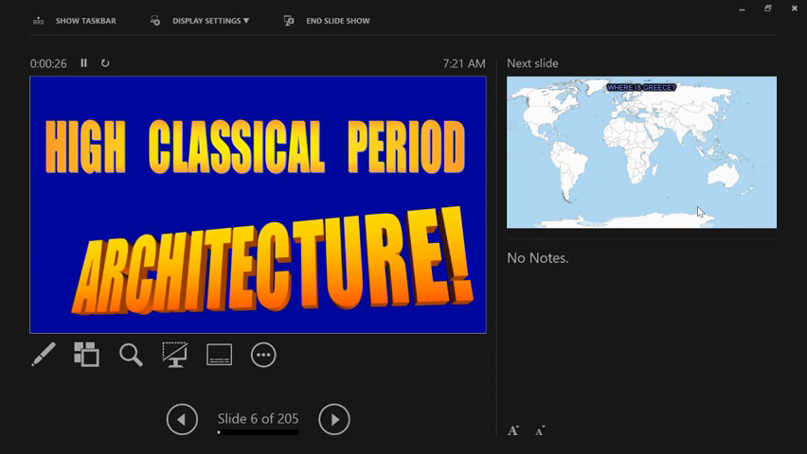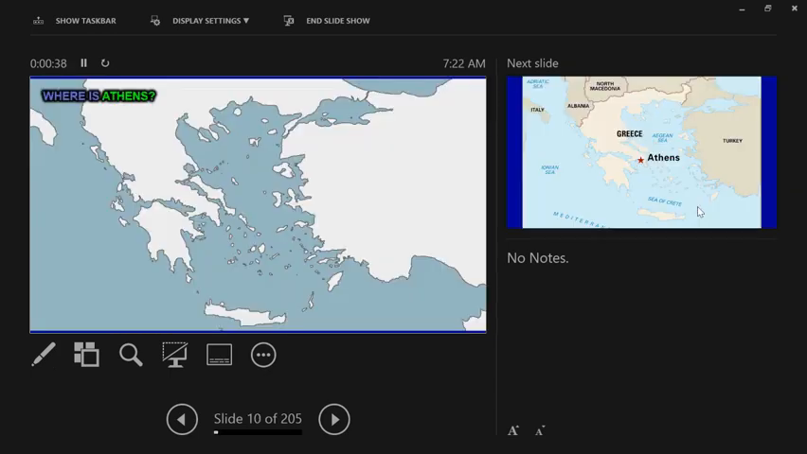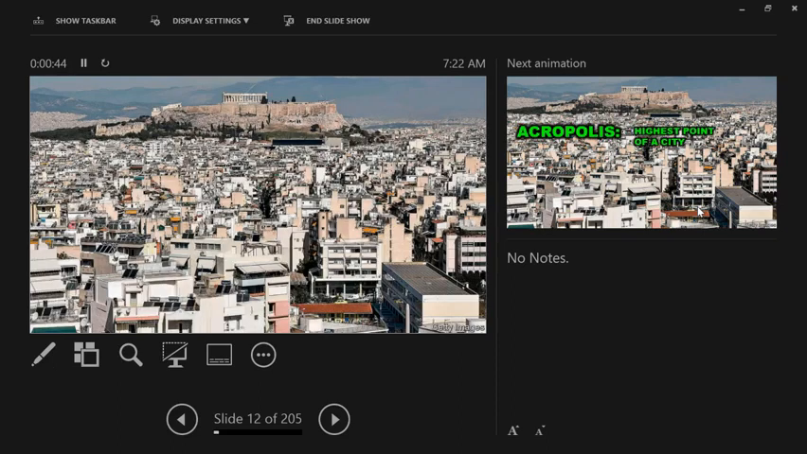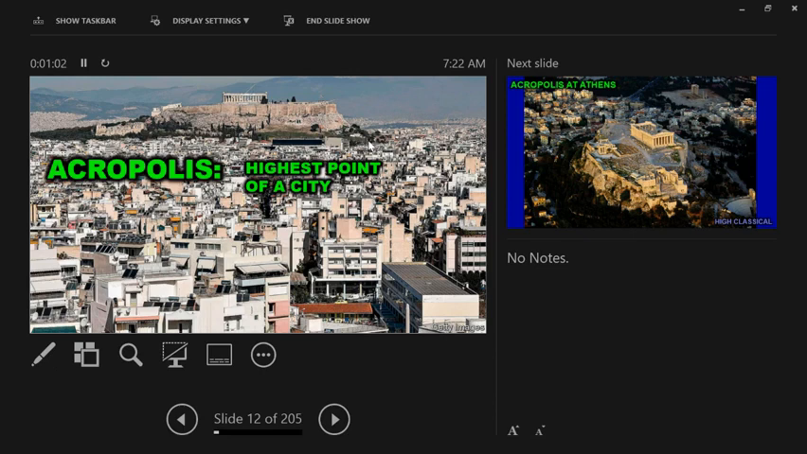All right, and we are still in Greece. Everybody knows where Greece is, right? You should know where Greece is. So we're going to go to Athens. And as we go to Athens, we're going to look out at the downtown of Athens, or the main part of Athens. And what do you see but a big giant rock sticking up out of the middle of the city with a big giant temple on top? It's called an acropolis. An acropolis is the highest point of a city.